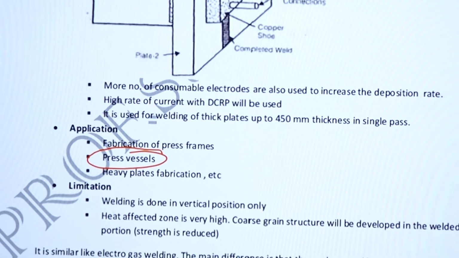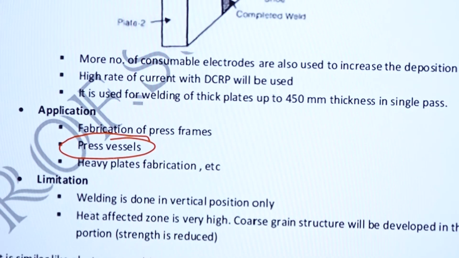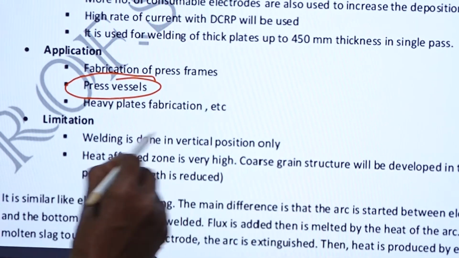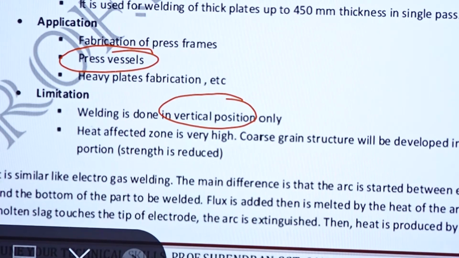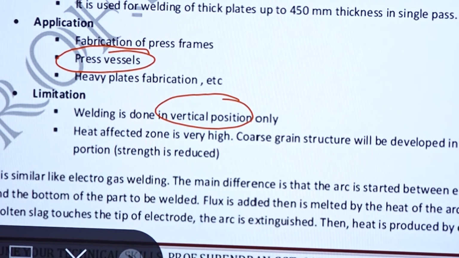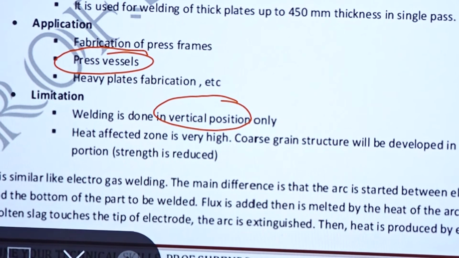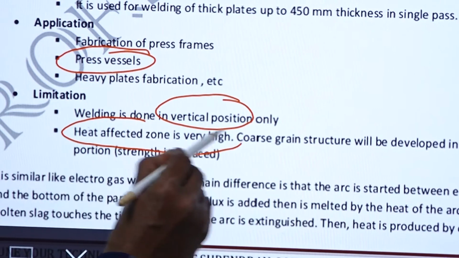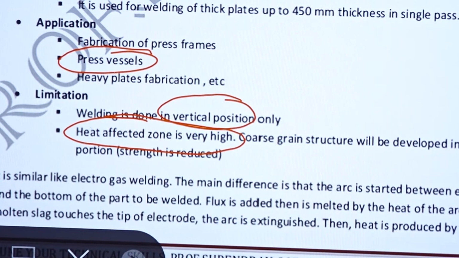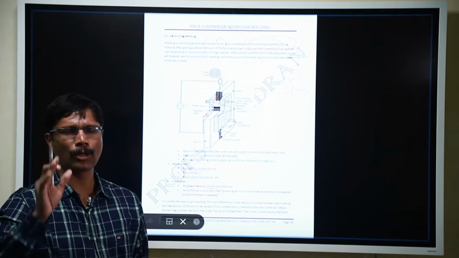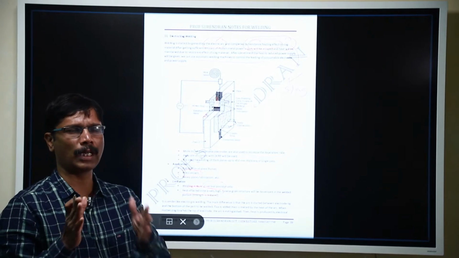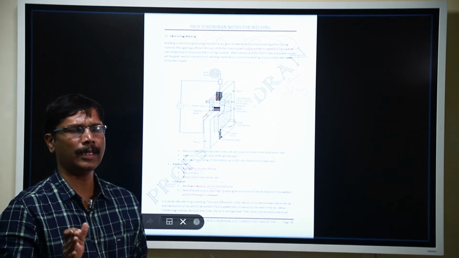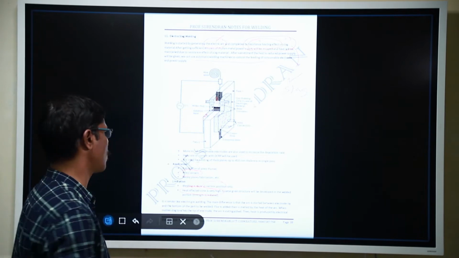It is mostly used in pressure vessels like boilers, and welding in only the vertical position can be done. In electro slag welding there is no horizontal position, only vertical position. The heat affected zone is very high. So these two are disadvantages of electro slag welding: only vertical position and more heat affected zone.